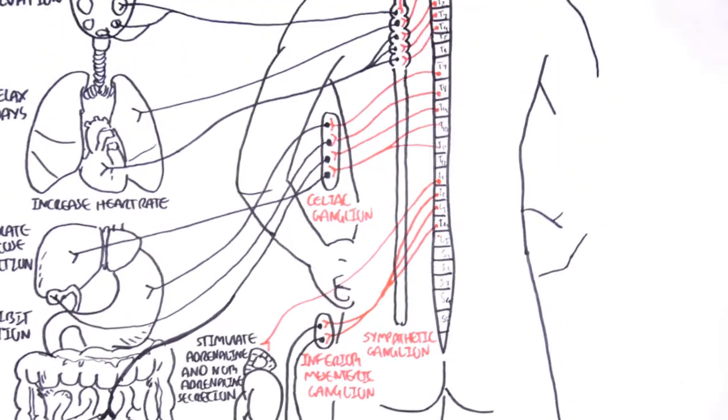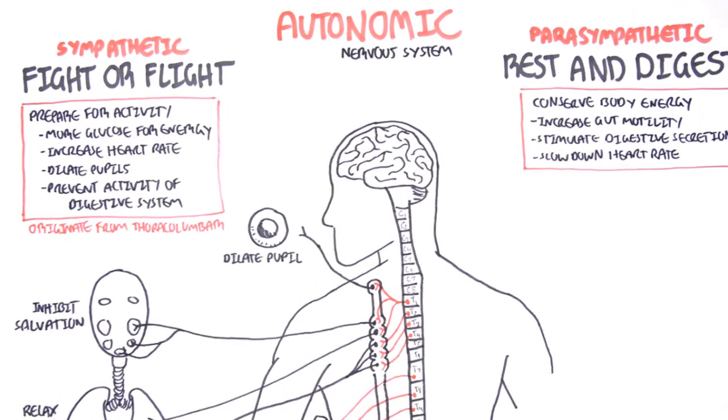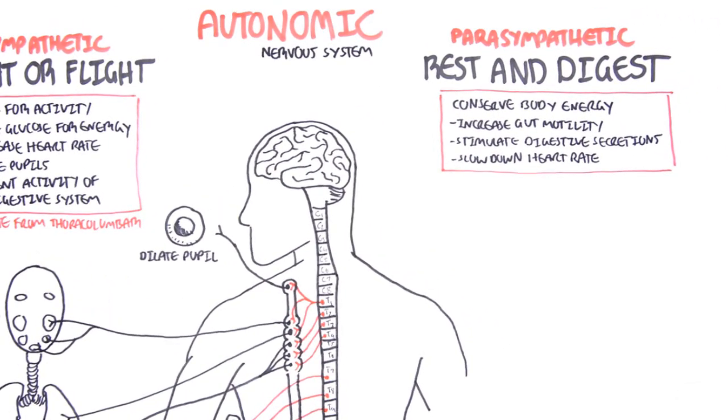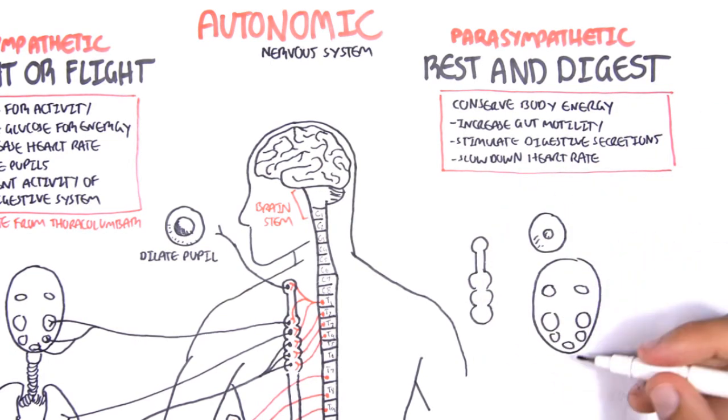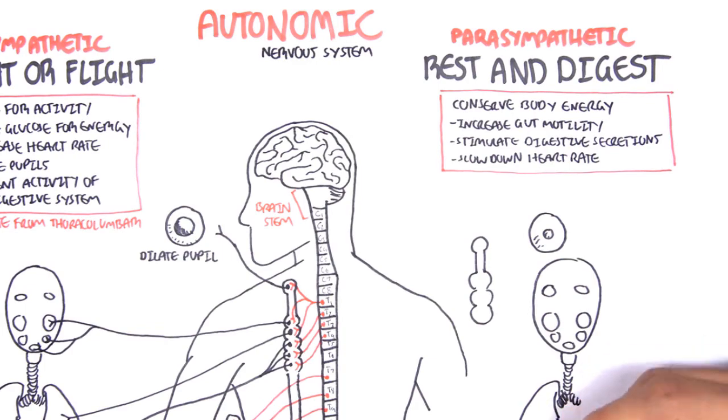Looking at the parasympathetic now, it's all to do with resting and digesting. This parasympathetic activity is essentially what occurs after we eat and we're just resting, lying down. For the parasympathetic nervous system, we have to introduce the brainstem, because a lot of parasympathetic nerves arise from the brainstem, as well as the sacral region of the spinal cord.